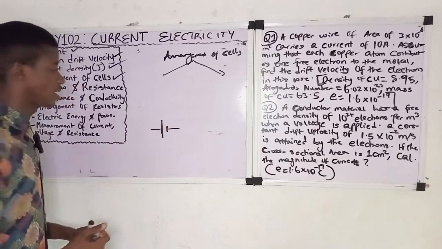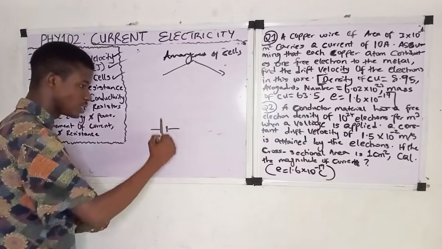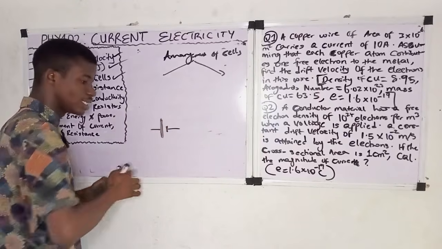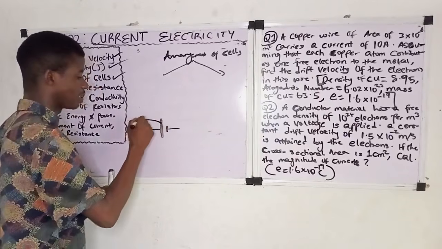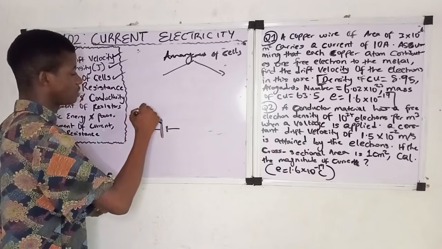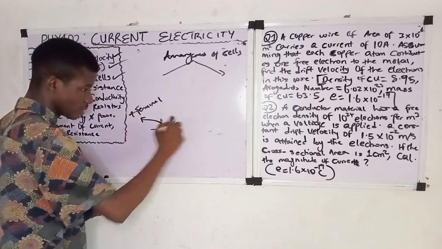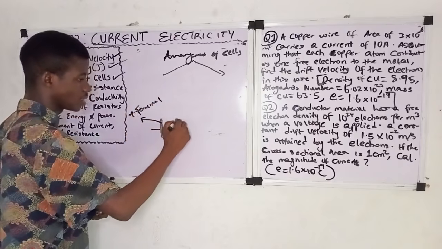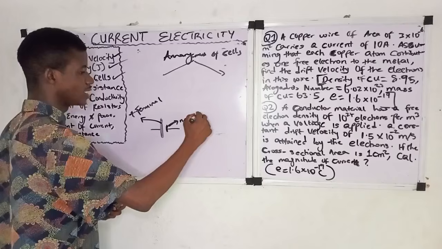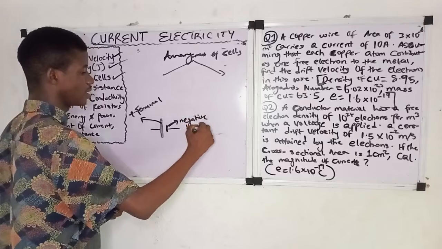So this is how we represent a cell or battery. This long one, please, very important, this long terminal is known as the positive terminal. Very important. Known as the positive terminal. While this small one is known as the negative terminal of a cell. Okay, negative terminal of a cell.